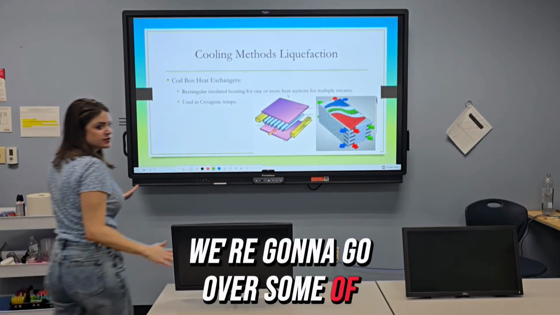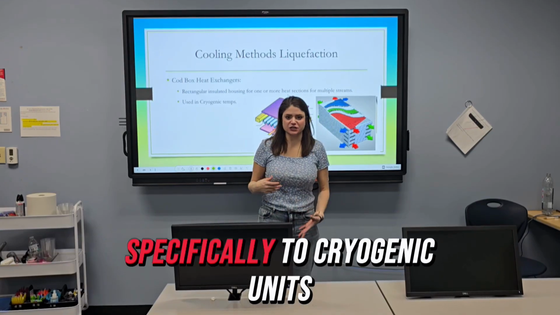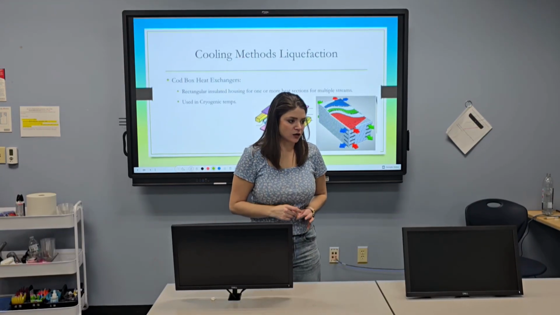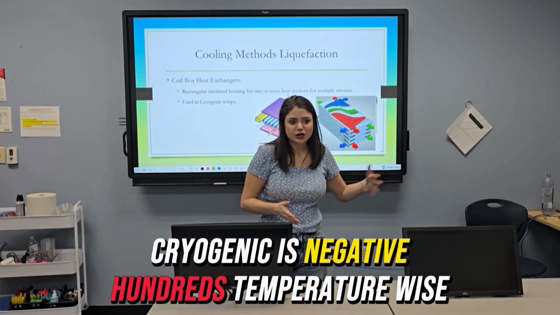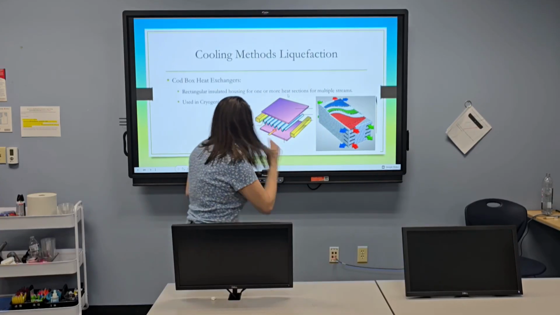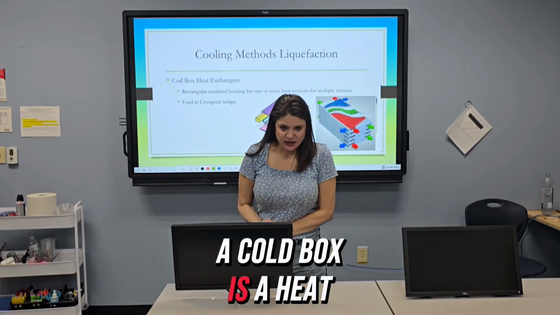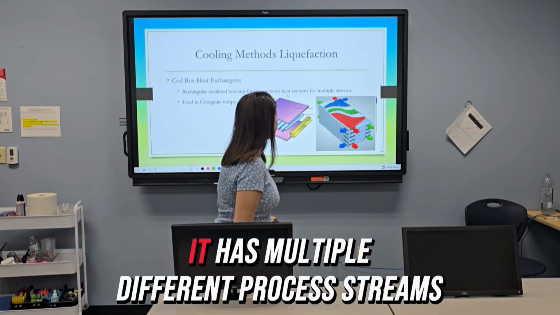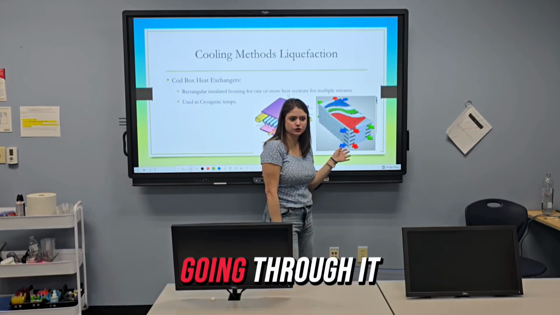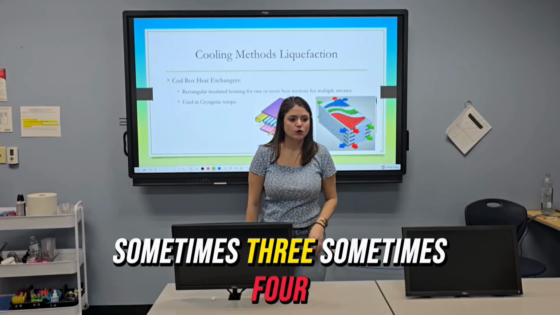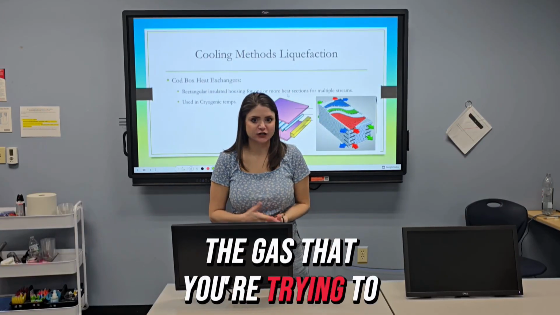We're going to go over some of the different things that are used specifically in cryogenic units. Cryogenic is negative hundreds temperature-wise. One of the things is a cold box. So a cold box is a heat exchanger. It has multiple different process streams going through it. Sometimes 3, sometimes 4. One of those is going to be the gas that you're trying to get colder.